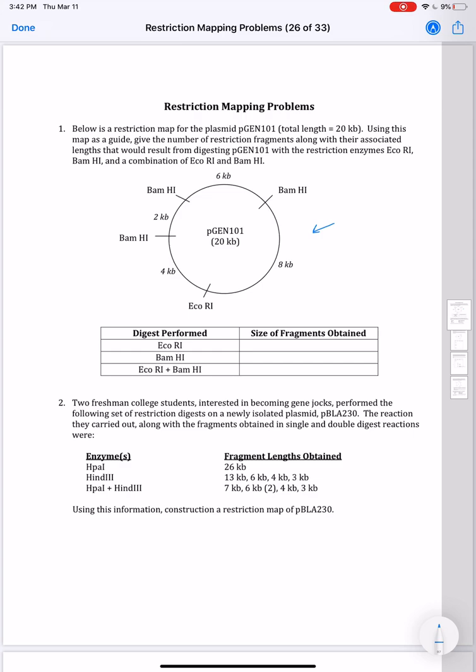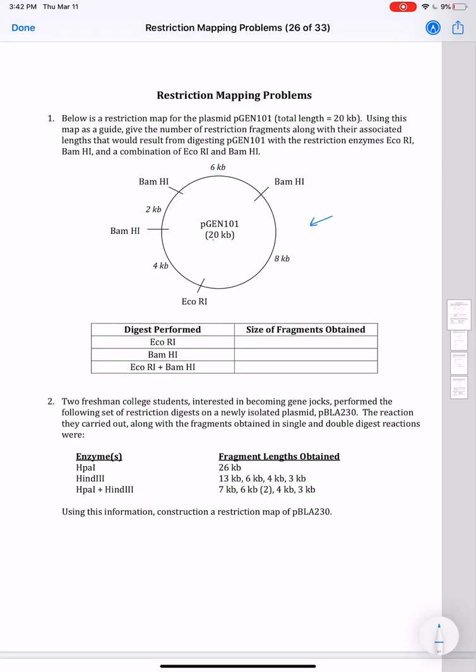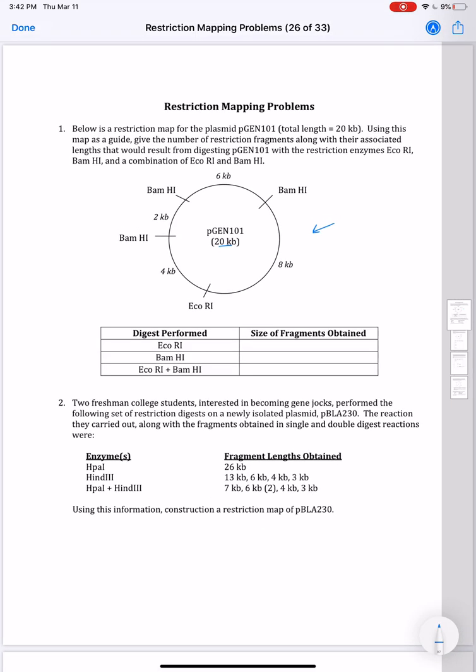So this is the restriction map for the plasmid PGen101. The total length of that plasmid is 20 kb, which stands for 20 kilobases. And so we can look at the restriction enzymes that are used here. They've used BamHI, and then they've also used EcoRI. Depending on the restriction enzyme that you treat the plasmid with determines where it cuts. So remember, restriction enzymes all have a specific sequence that they recognize, and they cut at that sequence.